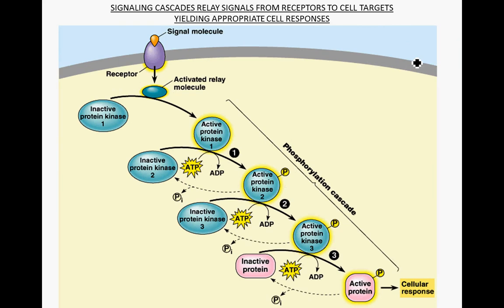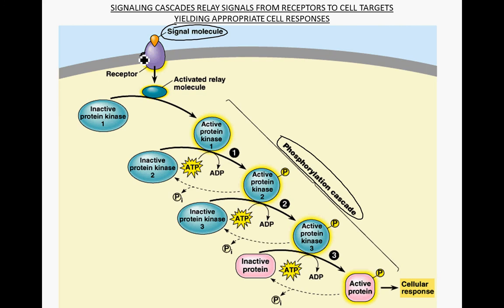A different transduction model here is not necessarily using second messengers, but is using more of what is known as a phosphorylation cascade. So again, let's go back to what we know. Here's the signal molecule, the hormone, binding to the receptor. Now, in this case, this receptor isn't a G protein-linked receptor, isn't a tyrosine kinase receptor. They're sort of generalizing this a little bit more.